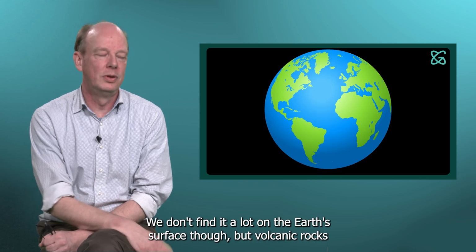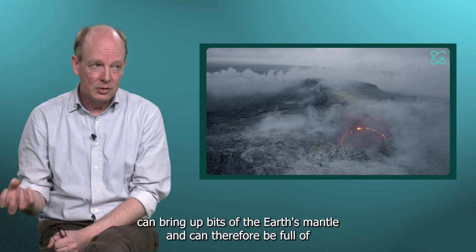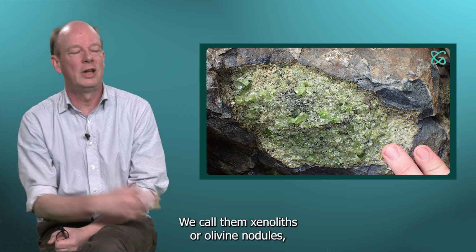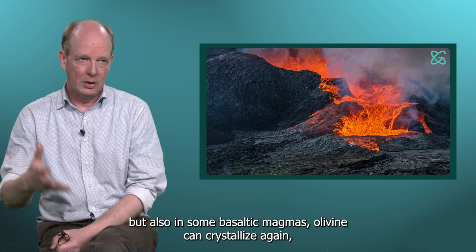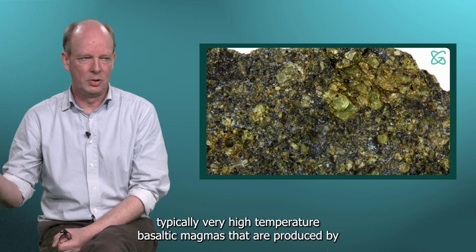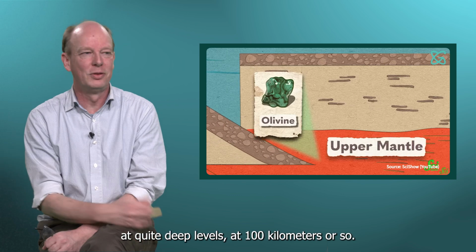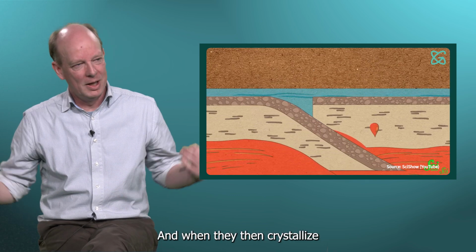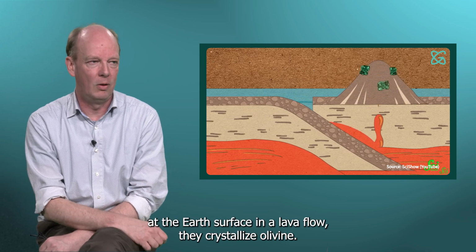We don't find it a lot on the Earth's surface though, but volcanic rocks can bring up bits of the Earth mantle and can therefore be full of little clusters of olivine. We call them xenoliths or olivine nodules. But also in some basaltic magmas, olivine can crystallize again, typically very high temperature basaltic magmas that are produced by melting of the mantle at quite deep levels, at 100 kilometers or so. They have a lot of magnesium in the magma, and when they then crystallize at the Earth's surface in a lava flow, they crystallize olivine.